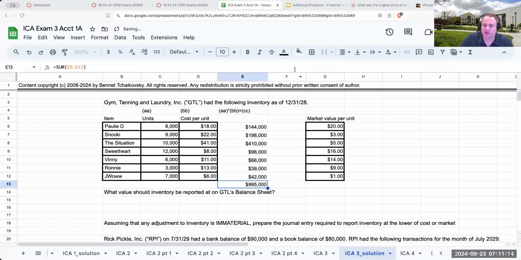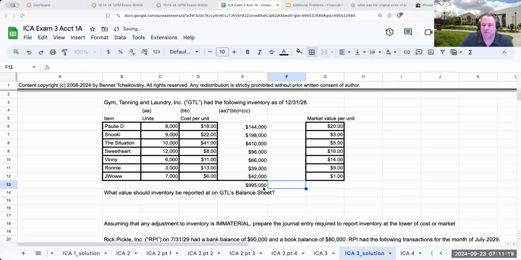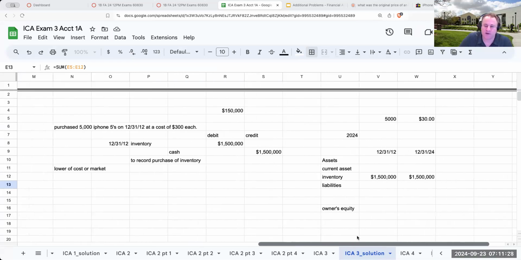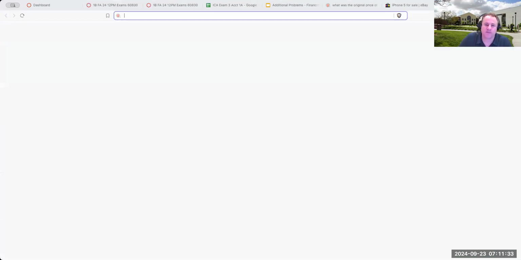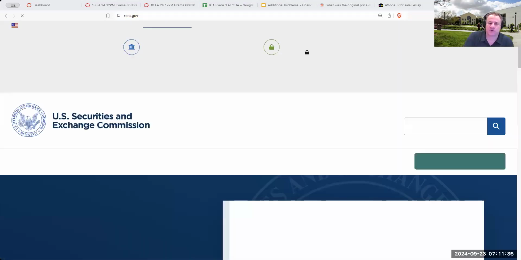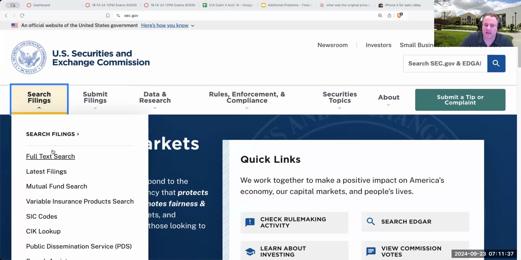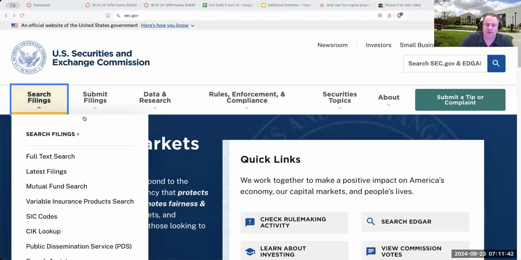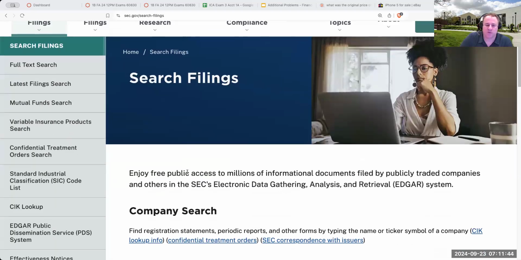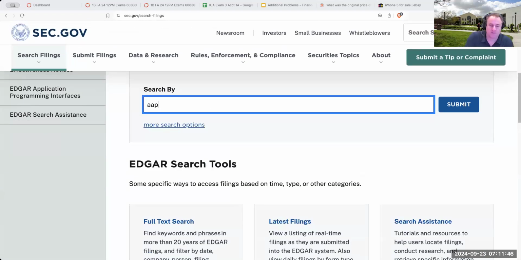So this is what the inventory is sitting at on my books. This is how I'm representing it to my investors, because remember, when we prepare financial statements, they are used by investors and other parties to make decisions about whether they should invest in our company.